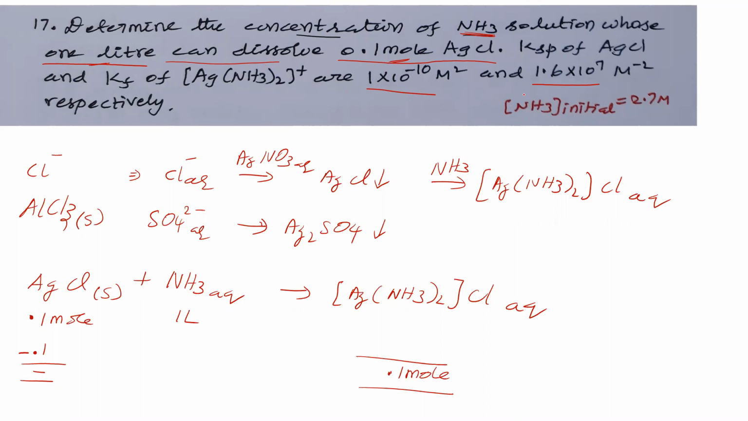Now let us write an equation for these. Okay, first the solubility product of AgCl. For this, how to write the equation, that we will see. The solubility product of AgCl means the equilibrium present in a saturated solution of silver chloride. That is, AgCl solid is in equilibrium with Ag+ aqueous and Cl- aqueous. For this, the equilibrium constant is the solubility product of AgCl, that is 1 into 10 power minus 10 molar square, given.